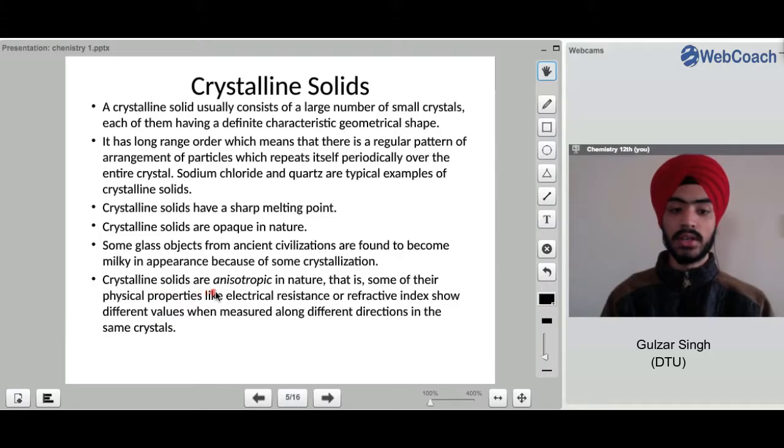Crystalline solids are anisotropic in nature. That is, some of their physical properties like electrical resistance or refractive index show different values when measured along different directions in the same crystal.